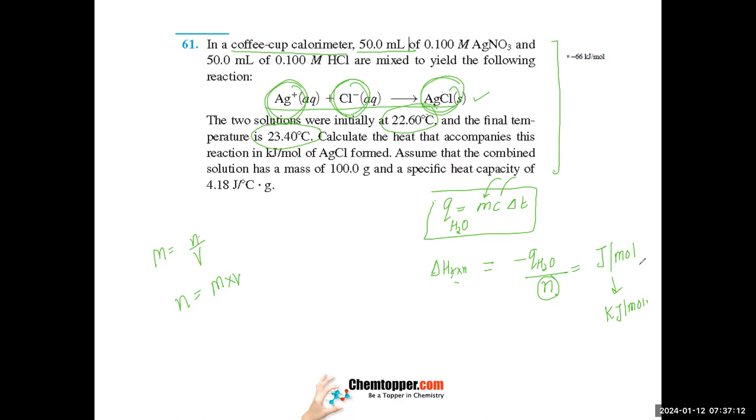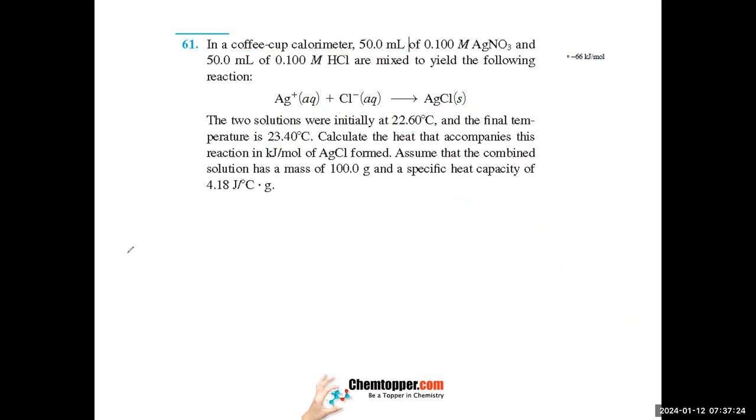Whatever question this is, the rest of the questions will also be something like this only. There is no trick. The only thing is they can change the units. In place of kilojoules per mole, they can use a unit like kilojoules per gram. In that case, you convert your moles to grams.